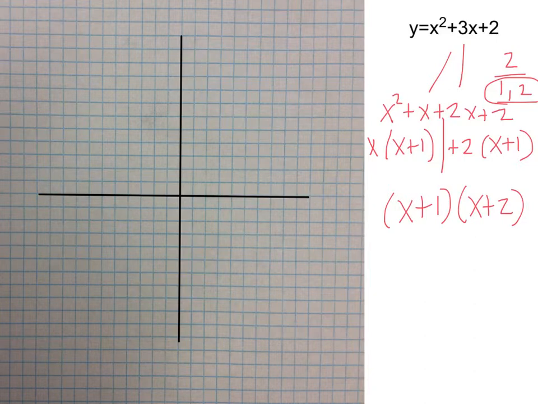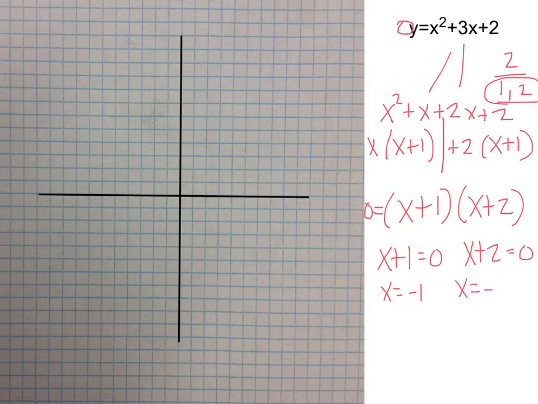Now, to find the zeros, you're going to plug in y is 0, so this is going to equal 0. Now, we did this when we solved. X plus 1 equals 0, x plus 2 equals 0. So I have x equals -1, x equals -2. So I'm going to go to my graph. I'm going to find the x-axis, which is this one right here, -1 and -2.